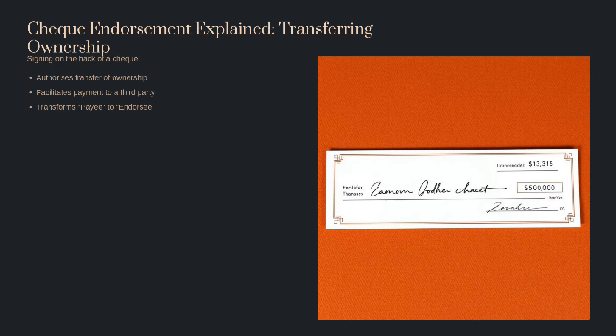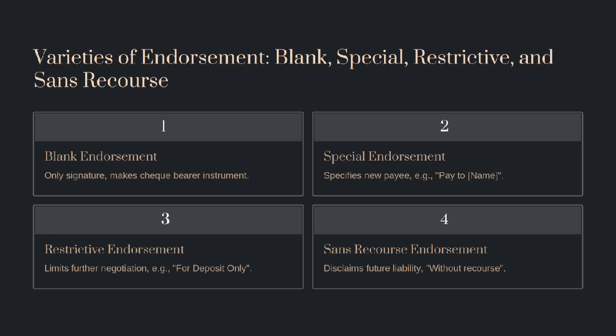Blank endorsement means the signature makes the check a bearer instrument. Here the signature is the mandatory term. Special endorsement specifies the party's name. Restrictive endorsement limits future negotiations. And sans recourse endorsement disclaims future liability, without recourse.